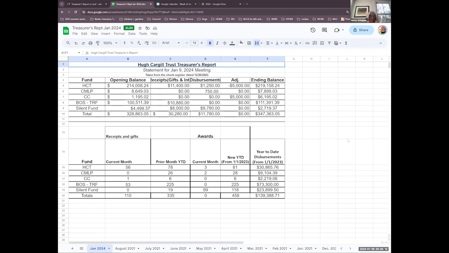127,552 was distributed. In the next, for the Hugh Cargill Trust, 59,692 was received. 30,866 was distributed in 81 grants. And I think to that paragraph, we want to add that 5,000 was transferred from the Hugh Cargill Trust to the Concord Cares account.